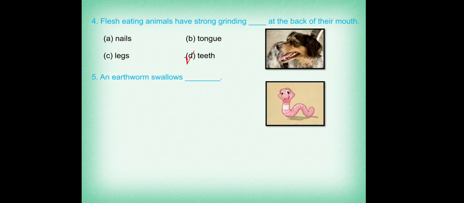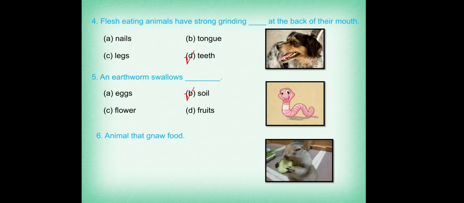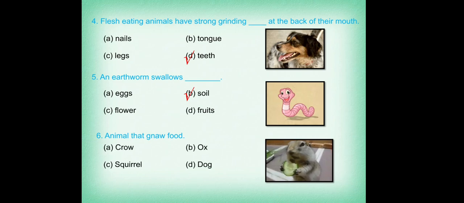Next, an earthworm swallows dash. What does an earthworm swallow? Options: eggs, soil, flour or fruits. Yes, earthworm swallows soil. Next, animals that gnaw the food. You can see the squirrel gnawing the food. Option is crow, ox, squirrel or dog. Squirrel gnaws the food, right?